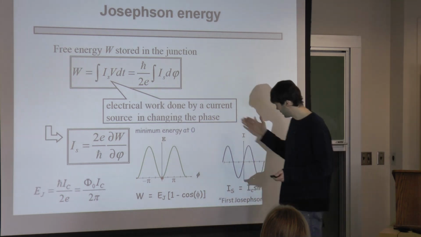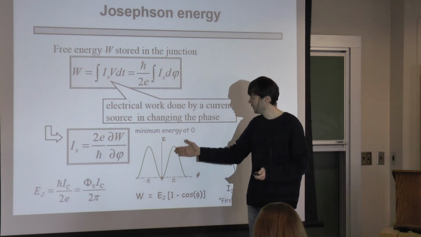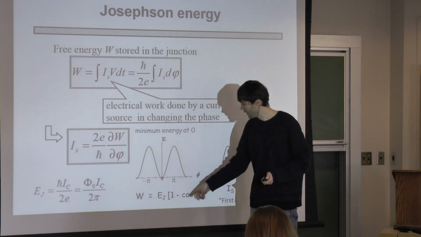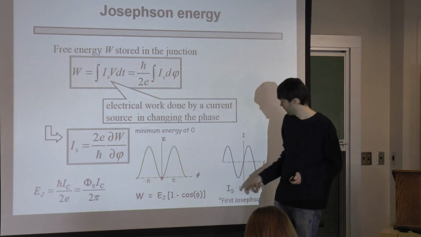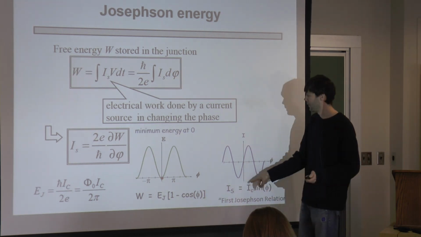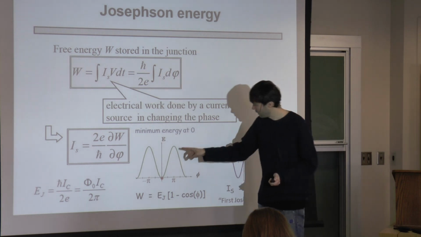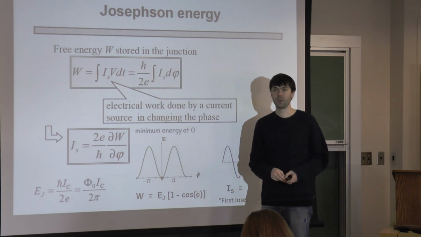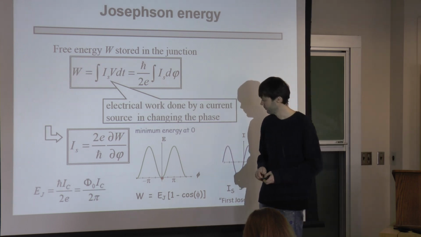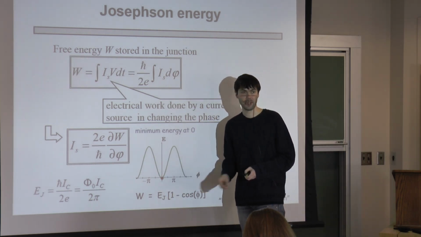So for a sine function, the energy will be a cosine function. This cosine function is a particular shape, which is 1 minus cosine. That's what you get from sine phi. And that tells you that the energy difference prefers to be at 0 in this junction. That is the lowest energy state.